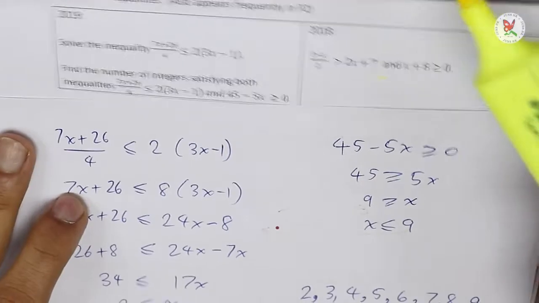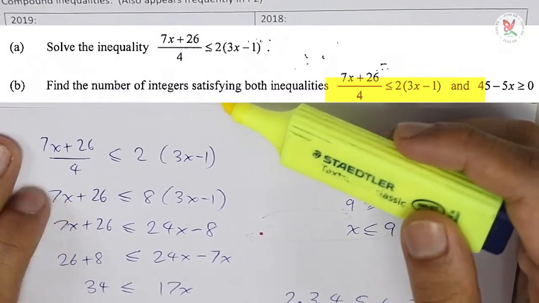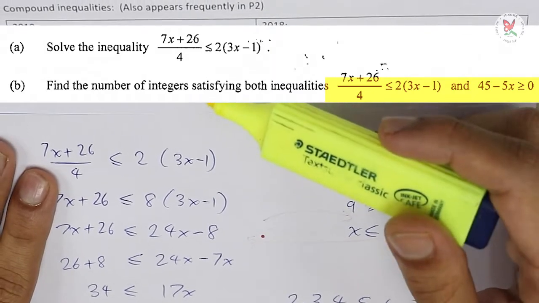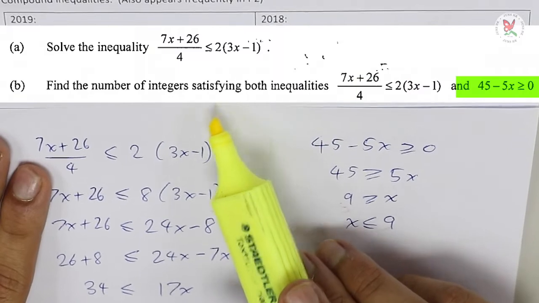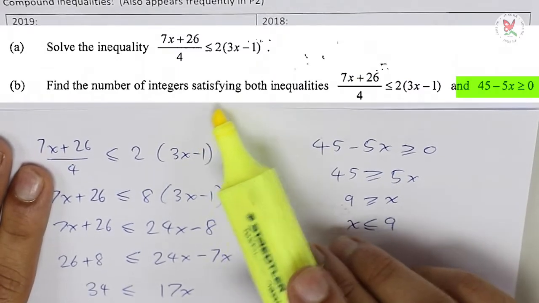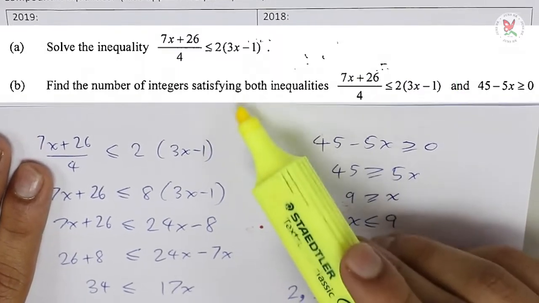The next part of the question is we need to find the number of integers satisfying both of these two inequalities. So we've done this, but we also have to do this. Sometimes people skip these steps, but you have to also solve these steps for this.